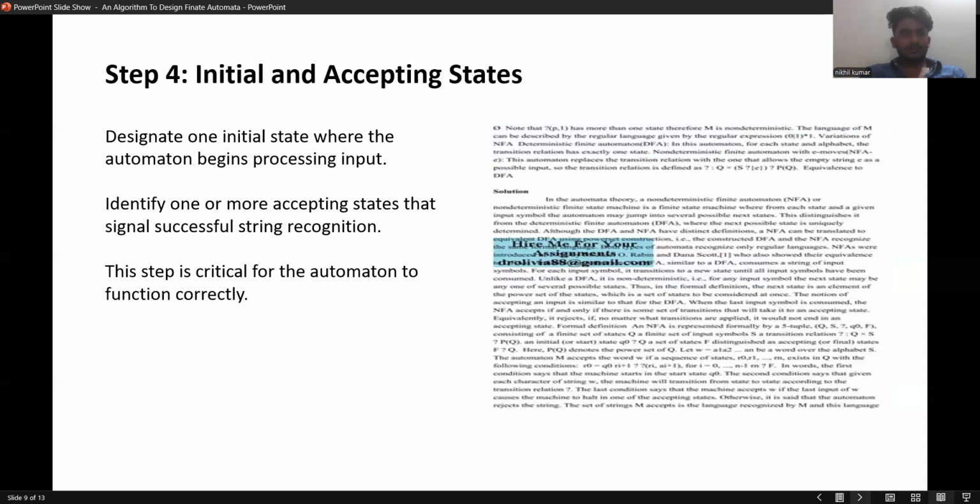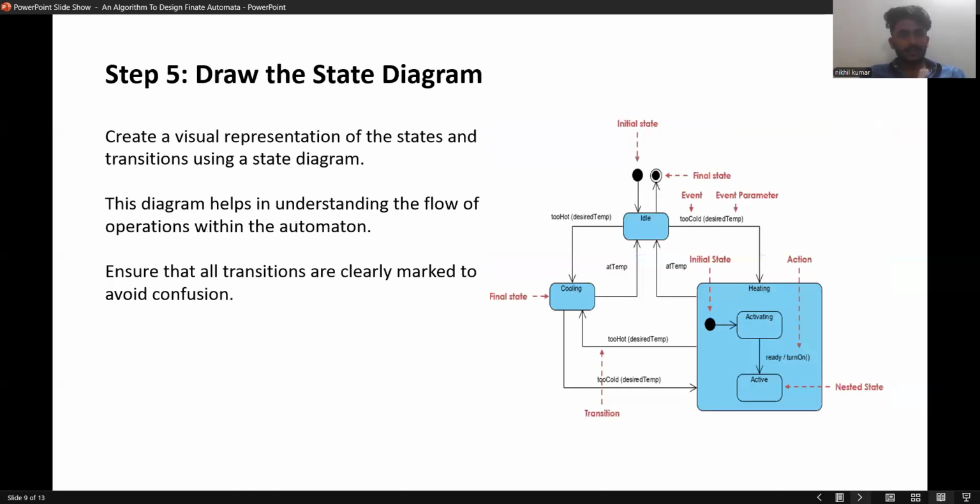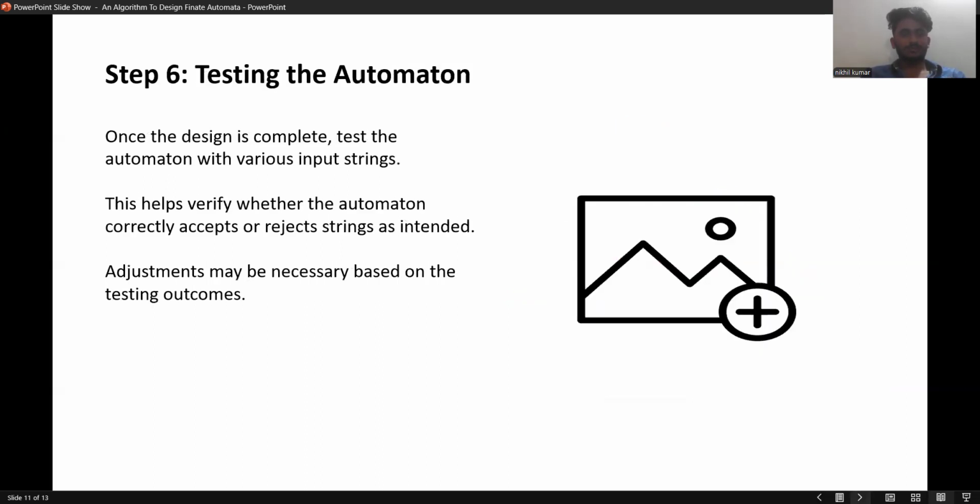Step 4. Initial and accepting states. Designate one initial state where the automaton begins processing input. Identify one or more accepting states that signal successful string recognition. This step is crucial for the automaton to function correctly. Step 5. Draw the state diagram. Create a visual representation of the states and the transitions using a state diagram. This diagram helps in understanding the flow of operations within the automaton. Ensure that all transitions are clearly marked to avoid confusion.